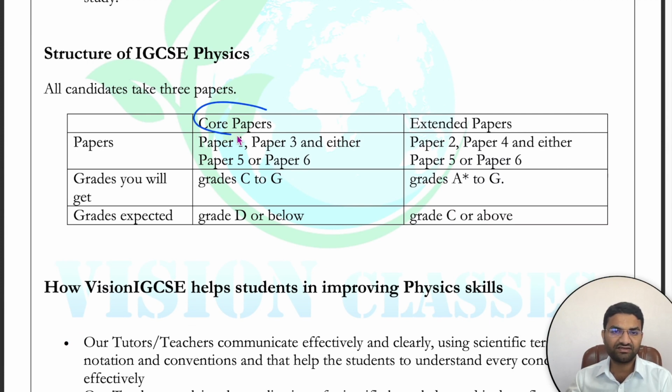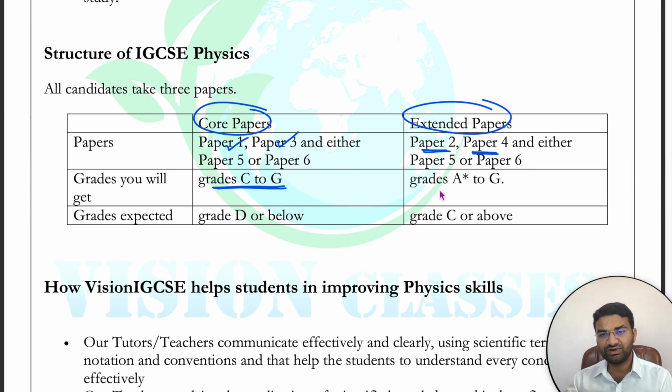What's the IGCSE physics structure? It is categorized into core papers and extended papers. Paper 1 and paper 3 are core papers. Paper 2 and paper 4 are extended papers. Core students will get grades from C to G, and extended students will get A star to G. Core students are expected to perform at D or below, and extended students at least C and above, meaning A star at maximum. This is how the IGCSE physics structure has been developed.